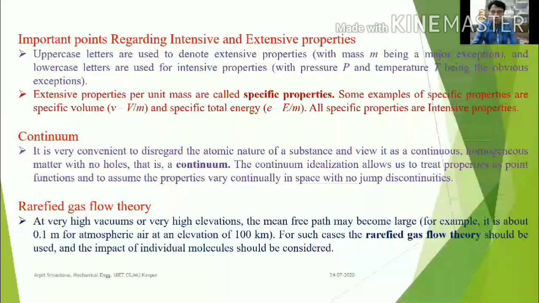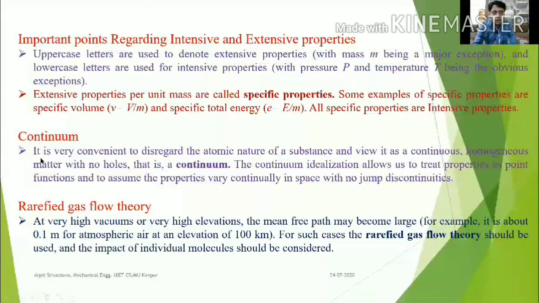Suppose we take an example, specific volume. Volume is an extensive property. But what is specific volume? Volume per unit mass. So this is known as an intensive property, because now it is independent of the mass of the system. Since a specific term is defined per unit mass, it is independent of the mass. So always remember that all specific properties are intensive properties.